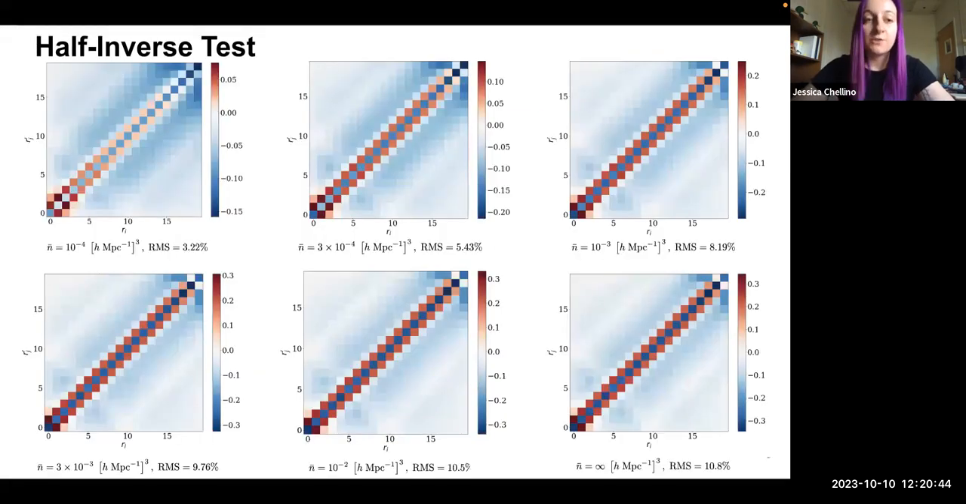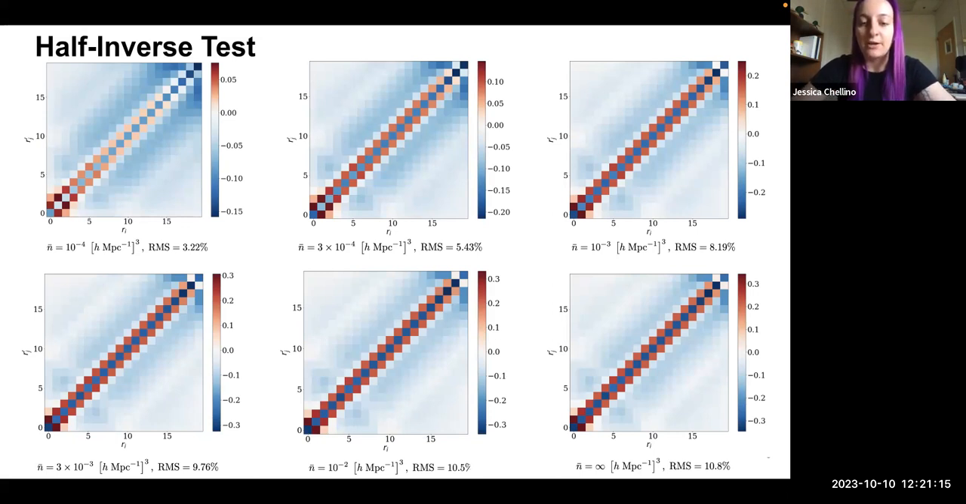Here are the results we have for our half inverse test. We plot this for different number densities, and all of the color bars are over a different range. In an ideal scenario where our power spectrum was exactly equal to the true power spectrum, we would have ended up with a half inverse test showing the null matrix. Instead of the null matrix, we're seeing a sort of tridiagonal structure, but we are getting down to percent level accuracy with this.